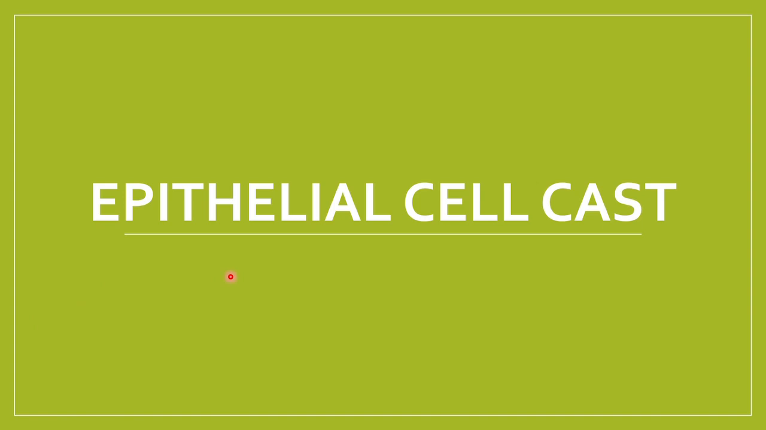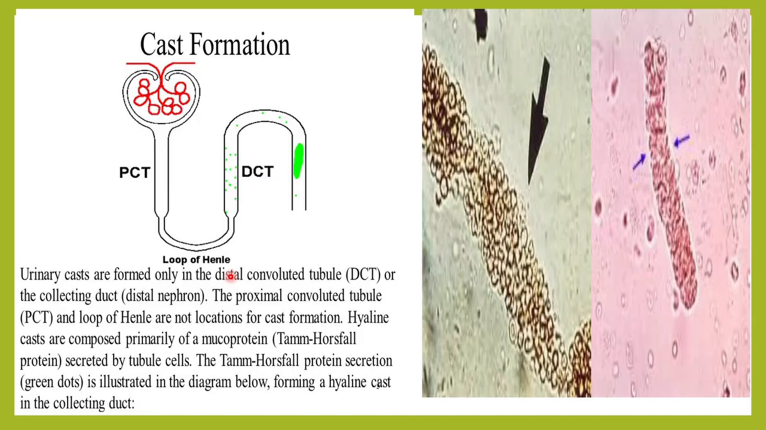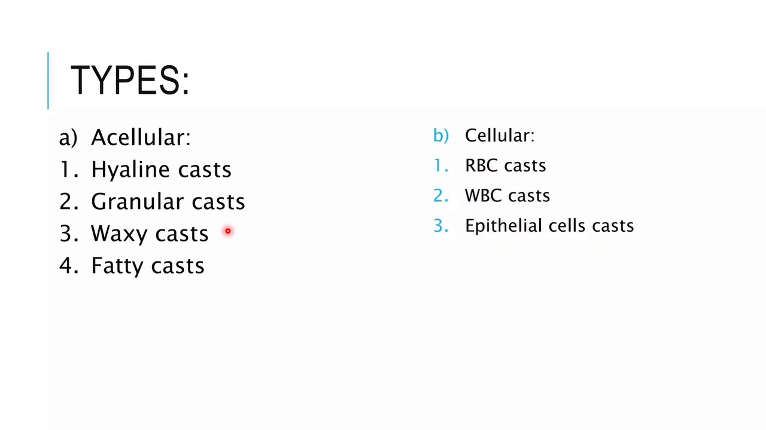I'm Dr. Divya, and in today's class let us discuss the renal epithelial cell cast and the mixed cellular cast in the urine. Do you know what a cast is? It is basically a mold that forms in the distal convoluted tubule and in the distal collecting duct. So they are classified as cellular as well as acellular.